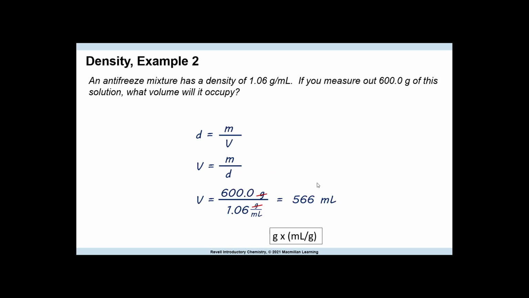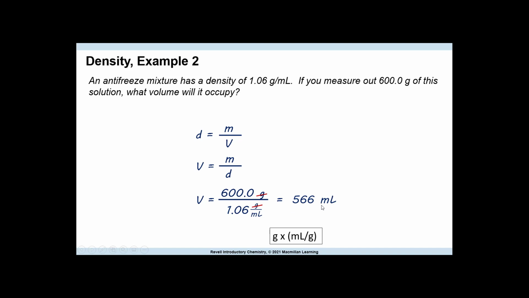An antifreeze mixture has a density of 1.06 grams per mil. If you measure out 600 grams of this, what is the volume? This is where you can start interchanging and solving for the one unit that you need. So here we want to start with our formula, but we're going to isolate volume, which is what we want. So mass is 600 grams. Density is 1.06. The grams will cancel out because this should flip. If you can visually determine this flipping, mils will come up, grams will stay on the bottom.